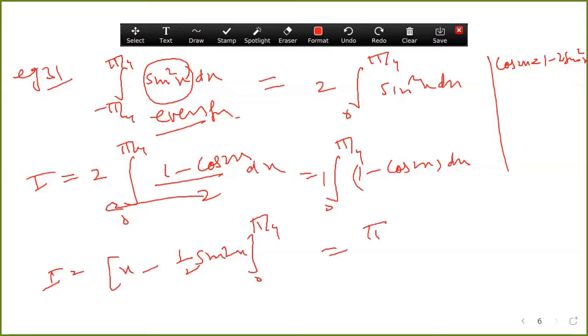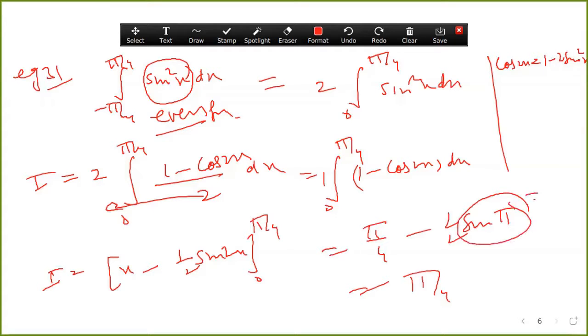Put the limit: pi by 4 minus half sine pi. Sine pi is 0. So the answer is equal to, sine pi, this is not pi, this is pi by 2. And this is minus half into sine pi by 2, which is 1. So it is pi by 4 minus half. This is the answer.